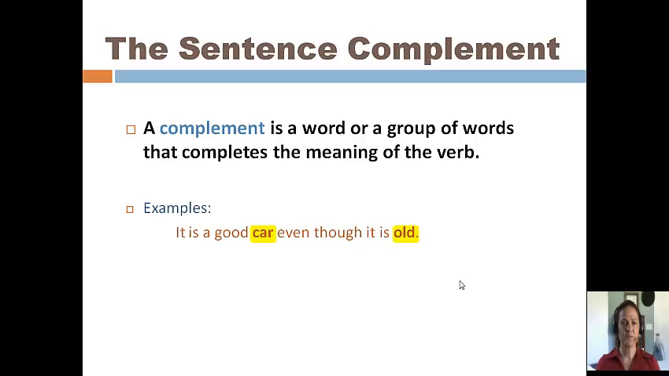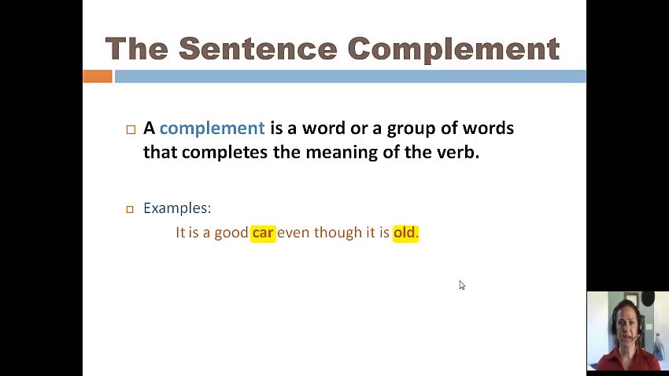Okay, now just a little foreshadowing on this lesson. The terms that we apply to the highlighted words in our first example will be different than the terms that we apply to the highlighted words in the second example. And that is because the first example has a linking verb, whereas the second and third have action verbs.